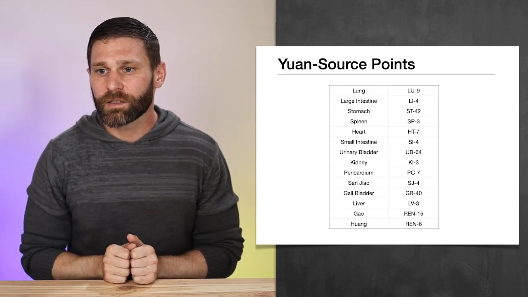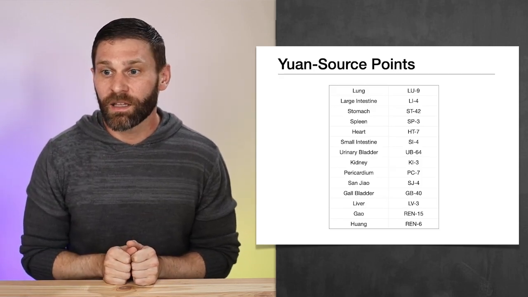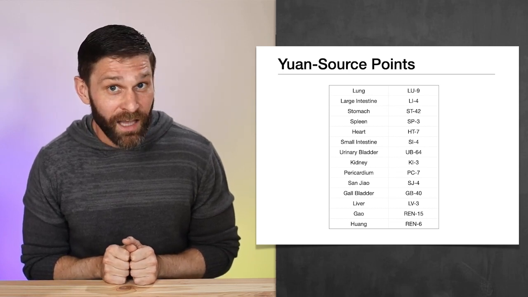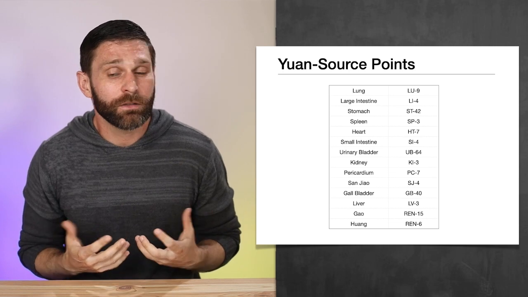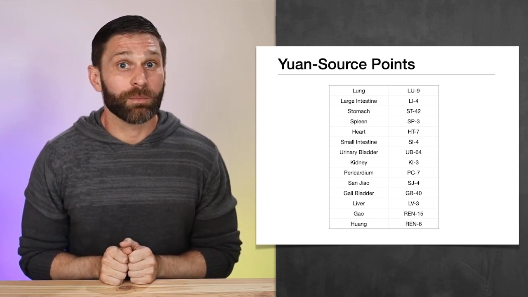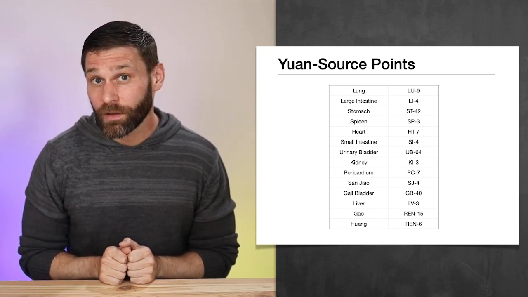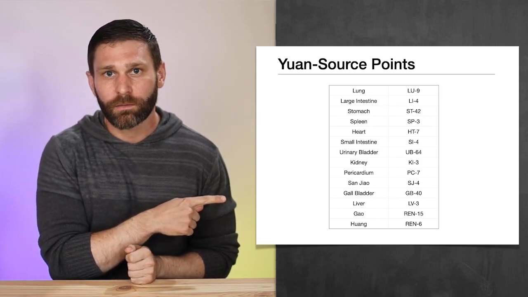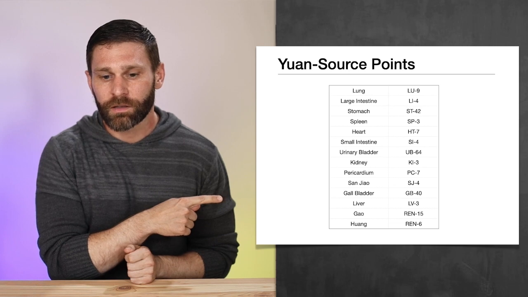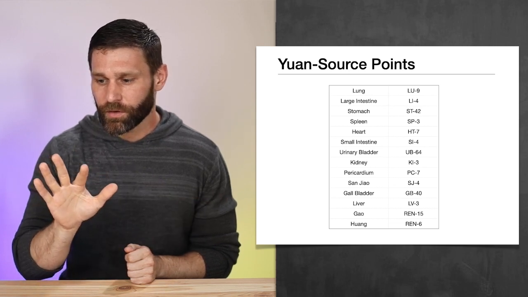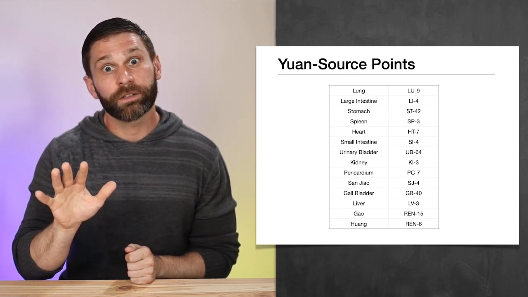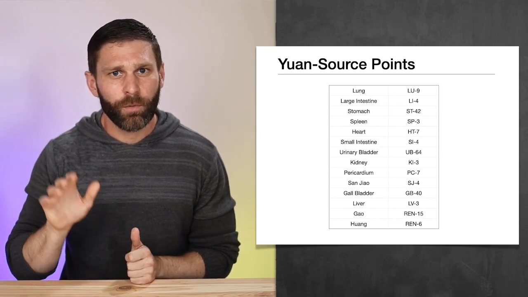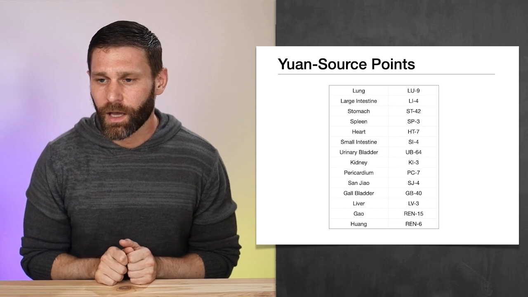And so here's the list of the Yuan-Source Points. Again, this is going to be either the third point on the channel or the third to last point on the channel with the yin channels. And on the yang channels, it's going to be the fourth or the fourth to last point. Our only exception is the gallbladder, because on the gallbladder, it's 44, 43, 42, 41, 40. It's the fifth point. So the gallbladder channel is a little bit weird. Gallbladder 42 kind of screws things up in our pattern.